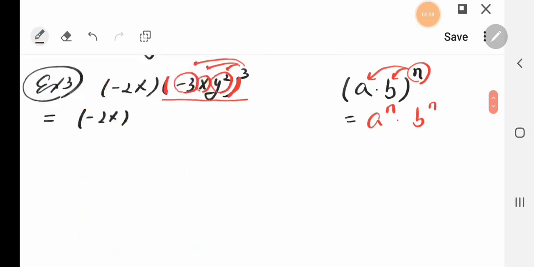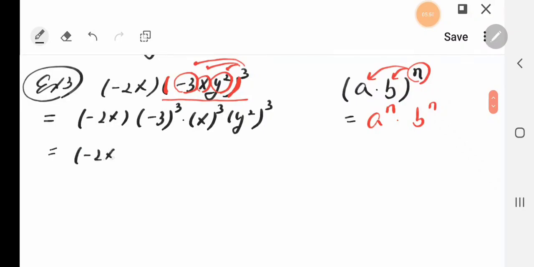So negative 3 is raised to the third power, the second factor, x, is raised to the third power, and y squared is raised to the third power. That is equal to negative 2x times negative 3 multiplied 3 times. The sign is negative. 3 times 3 is 9, 9 times 3 is 27. And then this will be x cubed.